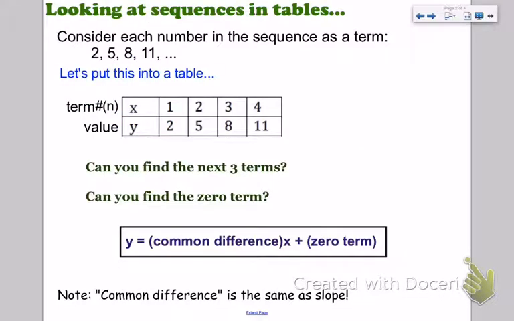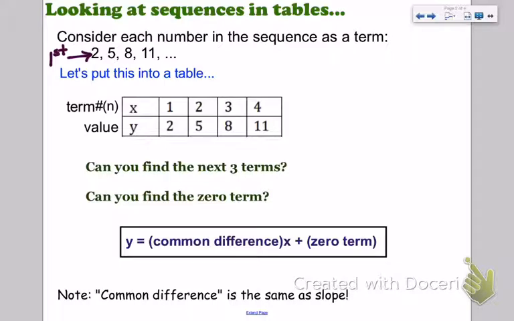So if we look at sequences in tables, we have to consider that x value to be the term number. So what that means is the number 2 is our first number. 5 is the second number, 8 is the third number, and 11 is the fourth number. So when we put sequences into tables, our x column is always the term number, and our y column is the actual value of the number.